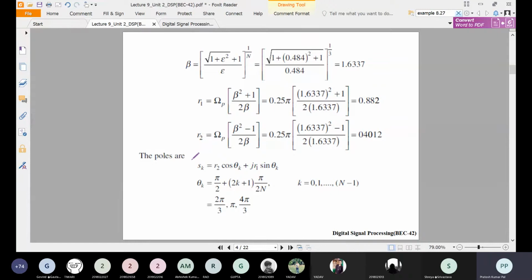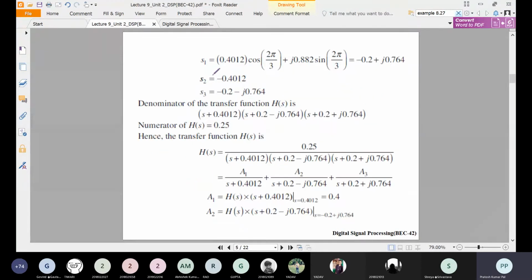Okay, so to find the transfer function, we can find the pole location, and once we know the pole location, we can find the transfer function. Before that, to find the pole, we will be calculating the beta value, and the r1 and r2 values. With respect to that, to find the pole, we should also have theta k. Once we know theta k, we can get the different pole location values.